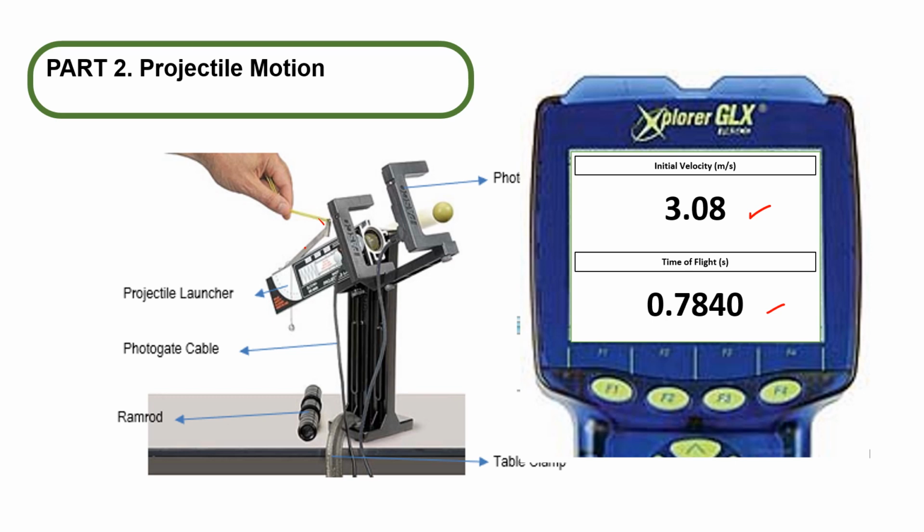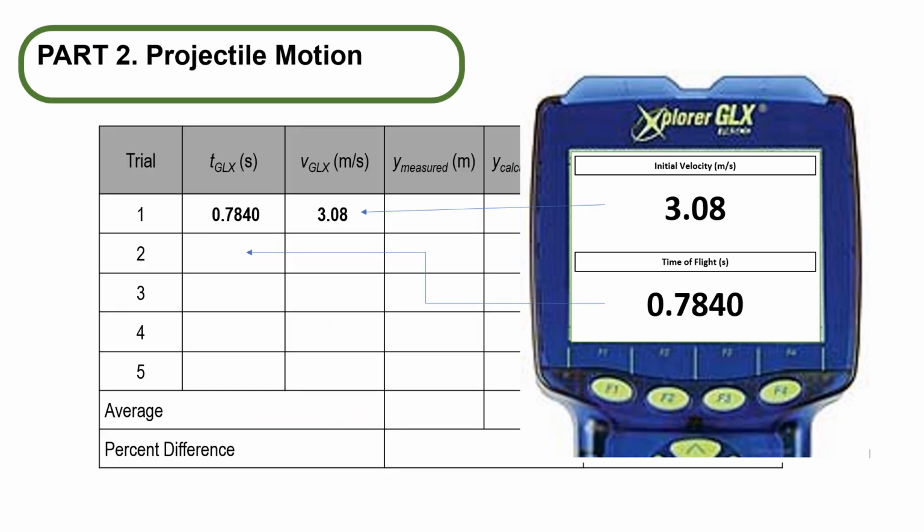Again, in this experiment, we're going to predict the horizontal and vertical displacement of the plastic ball given a certain angle. So we need to put the initial velocity in the column for the VGLX, which is expressed in meters per second. And then the time of flight goes in the second column, which is the TGLX, expressed in seconds.